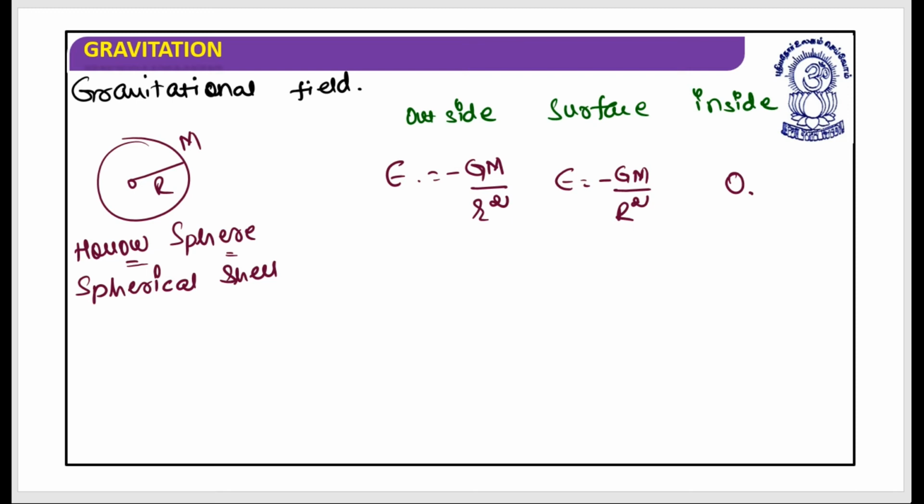Now let's talk about the solid sphere. Let's say this has mass m and radius r.